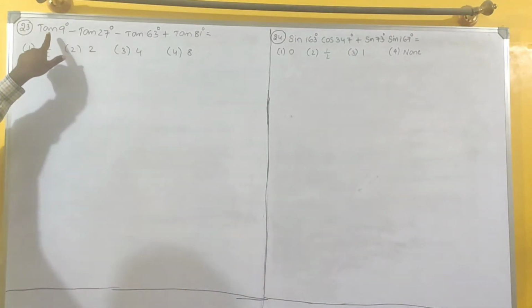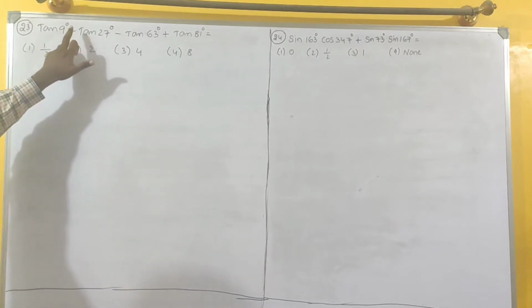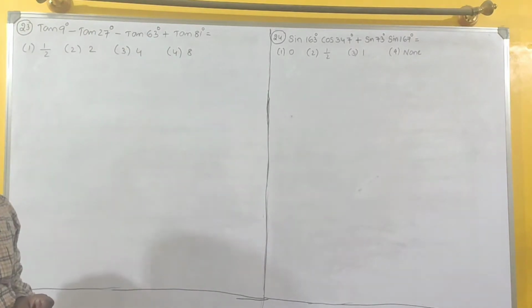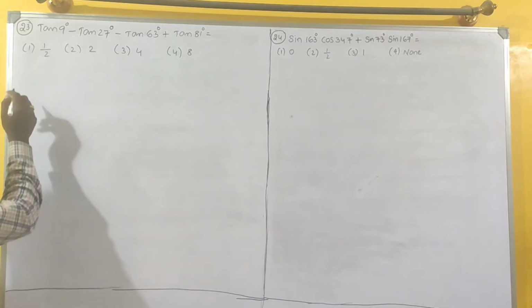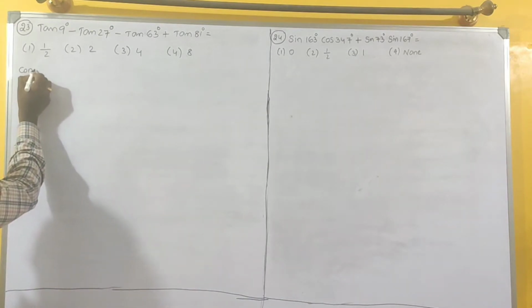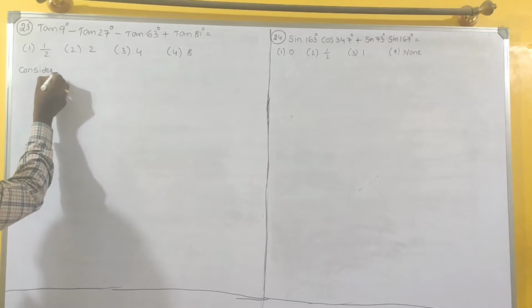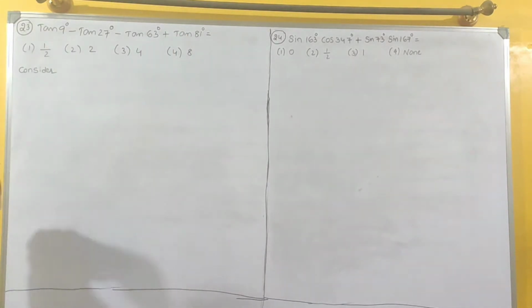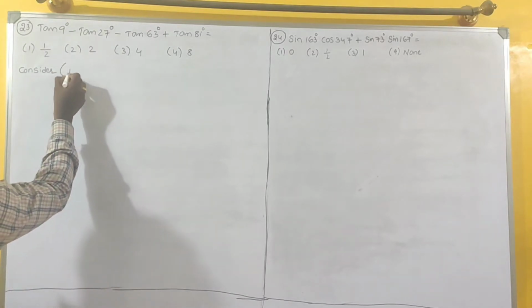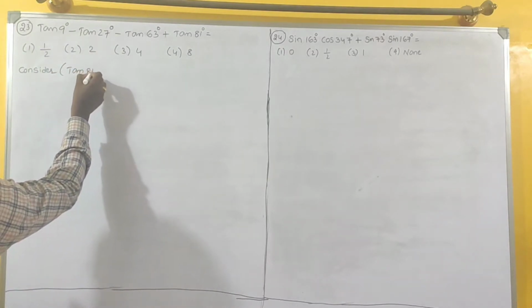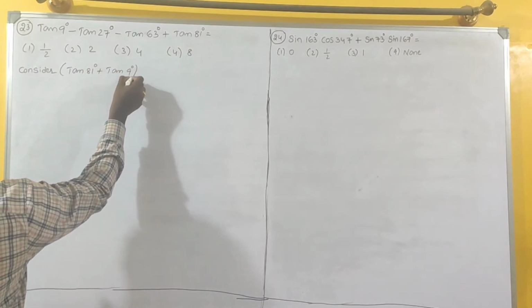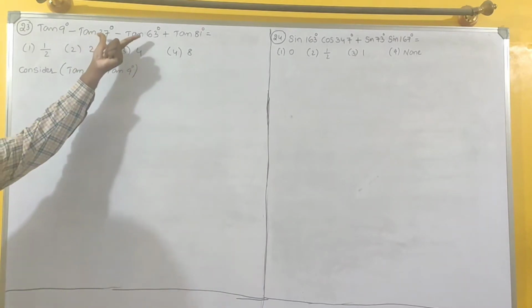In question number 23, we need to find the value of tan 9 degrees minus tan 27 degrees minus tan 63 degrees plus tan 81 degrees. Now consider, first I am taking the first term and last term. In these two, the highest value I am writing first, so tan 81 plus tan 9 degrees. In these two, I will take minus common.